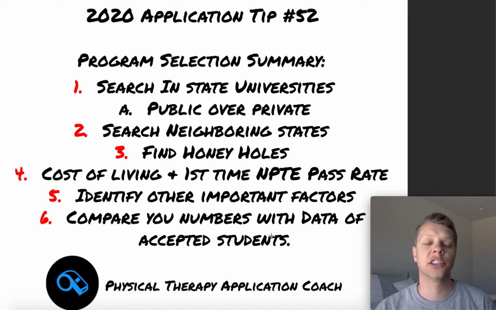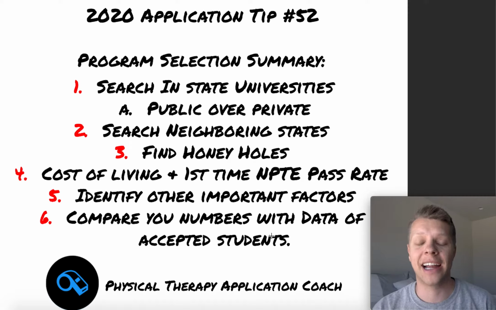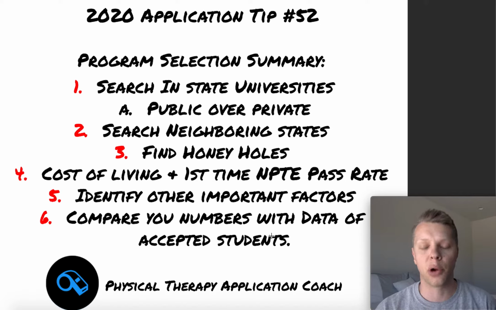Step 6 is to compare your numbers with the data of the accepted students. This is the last step because I want to make sure that you go through and do your due diligence and you find the programs that are the right fit for you first instead of trying to fit yourself into a program, okay? Also, you have to remember most of the time the numbers that are given are averages. So it doesn't mean that's a cutoff. A lot of people look at it like, oh, well, I'm below the average, so it's a cutoff. They're averages, guys. You have to remember there's both sides of the spectrum, right?